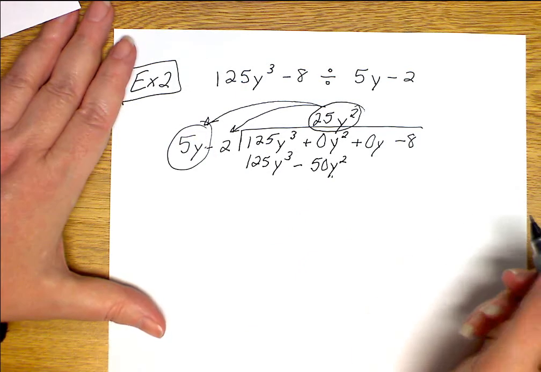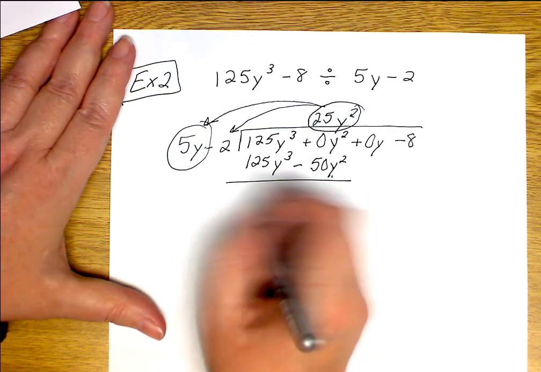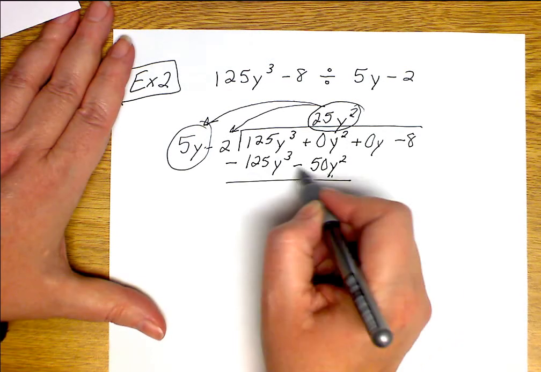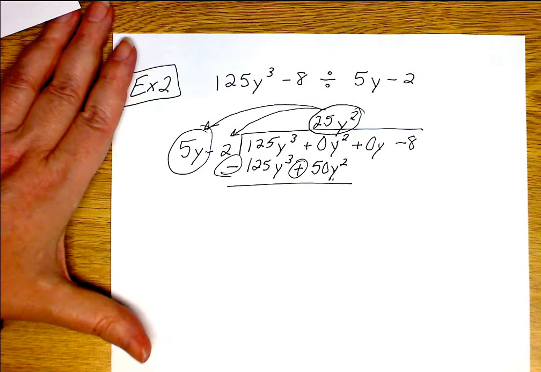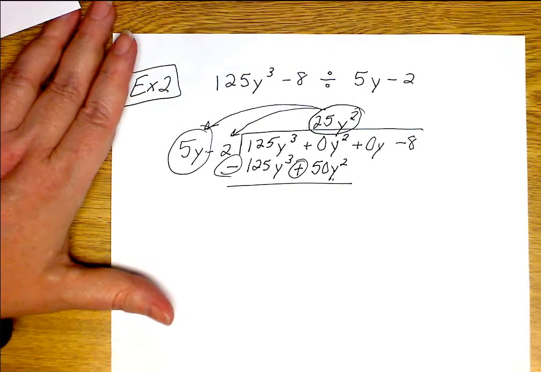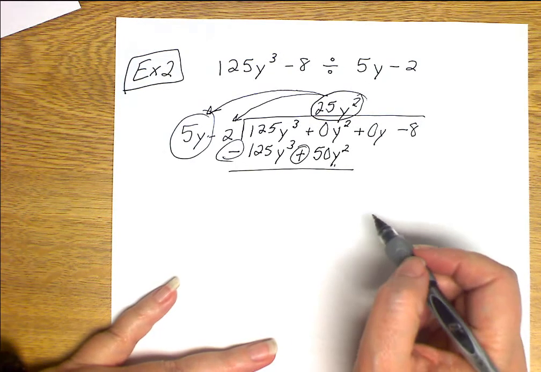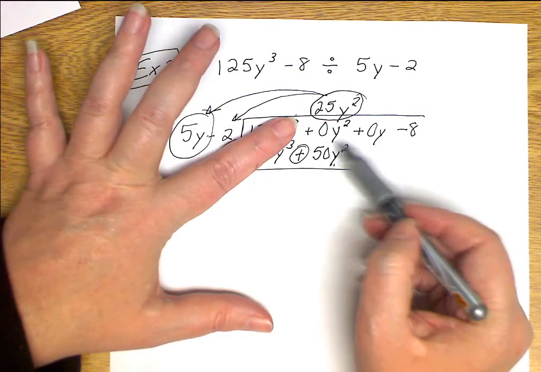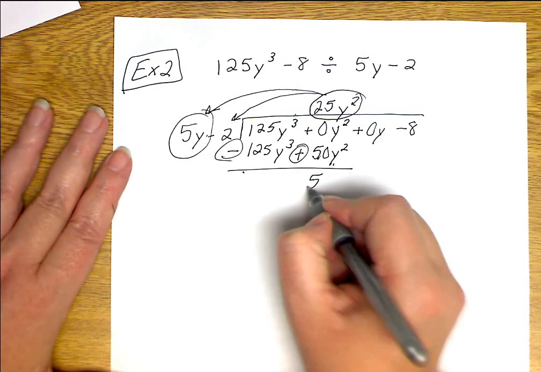We have to always do what next? Change signs. Yes, change signs. So it's positive, so it's negative. It's negative, so it's positive. We're changing the signs. Because remember, this. Then you add down. This cancels out. 0 plus 50 is 50 y squared.